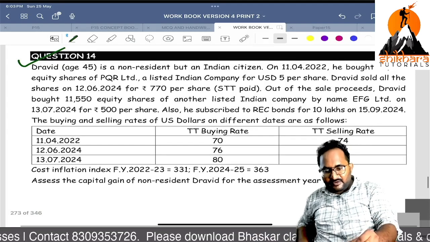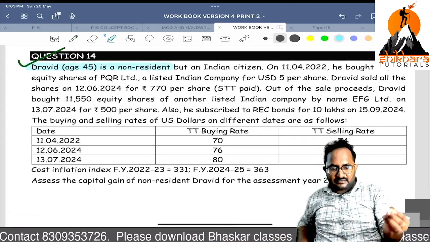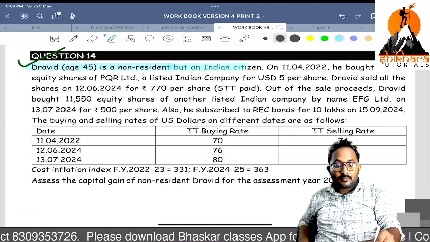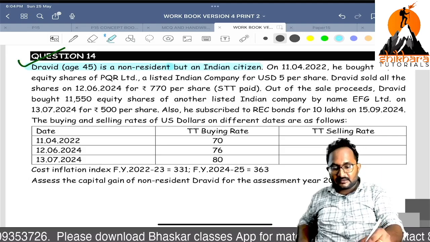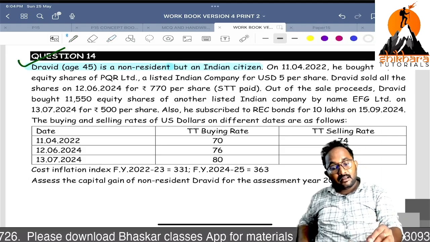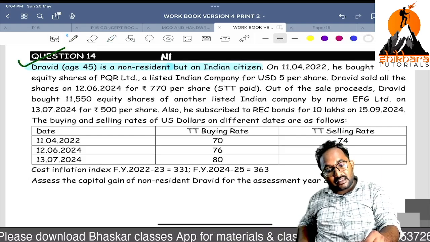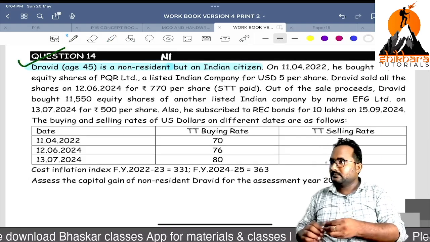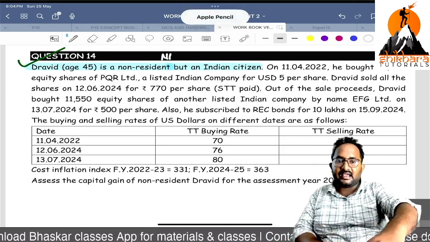Now, Dravid is a 45-year-old non-resident, but he is an Indian citizen. Can you tell me what this is? Non-resident, but he is an Indian citizen. That's why NRI.